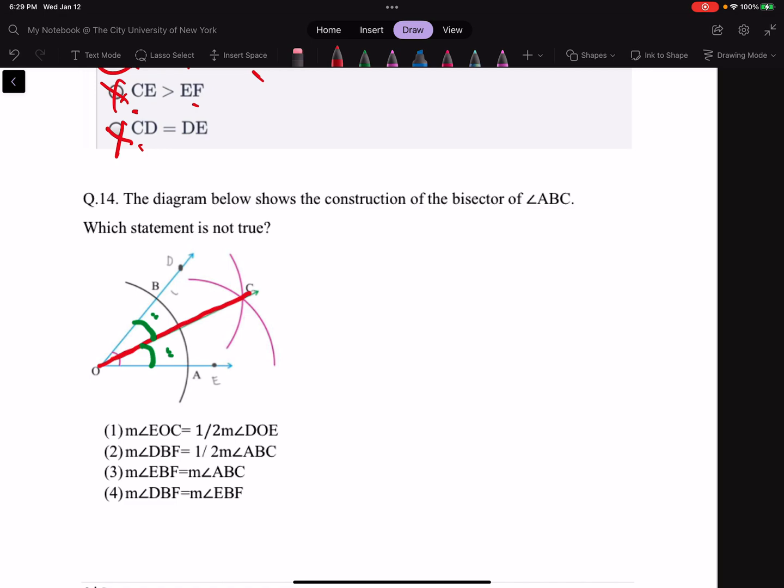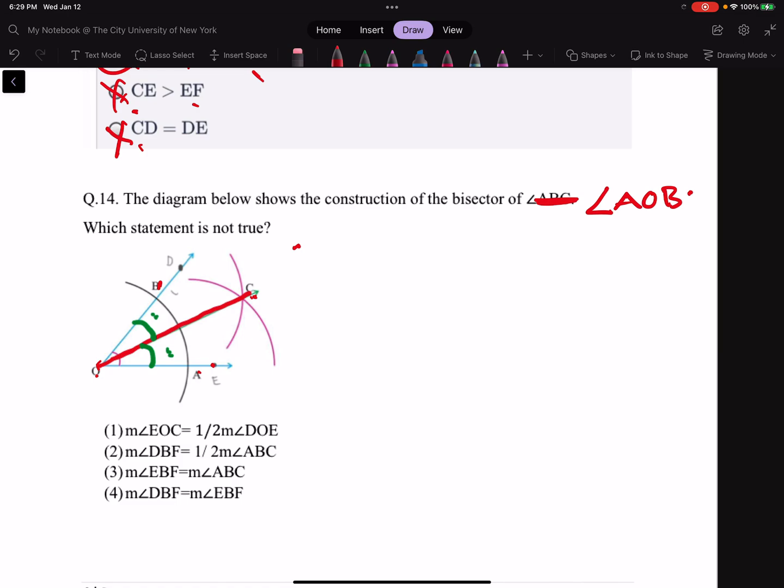So what do you see? A, B, C. No, there is something wrong. I copied from the source, so I made a mistake in writing that. It should be bisector of AOB. Now, which of the statements is not true?